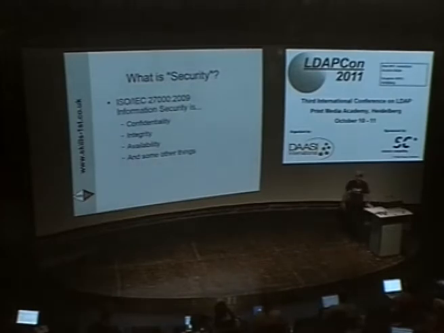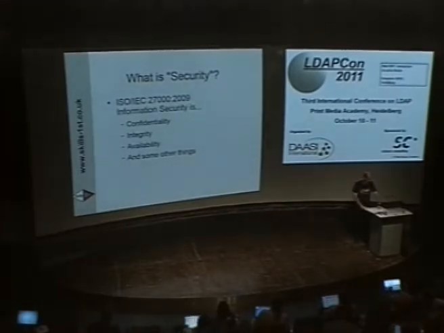ISO 27K is a whole series of standards, but 27000, the one with all the zeros on it, you can get for free. You don't even have to pay for it, which is unusual for ISO. It's got the definitions that are used in a lot of the other standards. We can find that they regard information security principally as these three characteristics: confidentiality, the property that information is not made available or disclosed to unauthorized individuals, entities, or processes. I think that's reasonable.